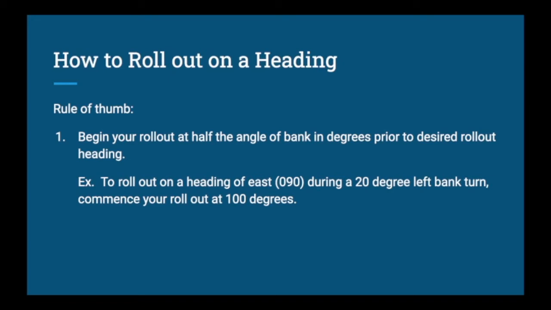If you're in a 30-degree bank turn, you would do this 15 degrees early. If you're in a 10-degree bank turn, you would do it 5 degrees early. It's as simple as that.